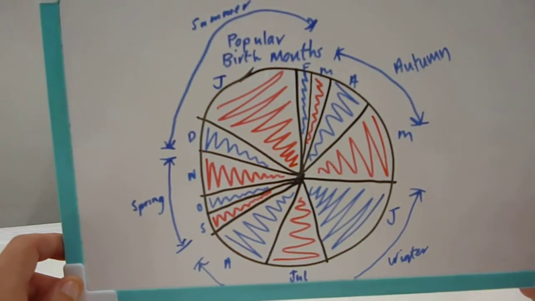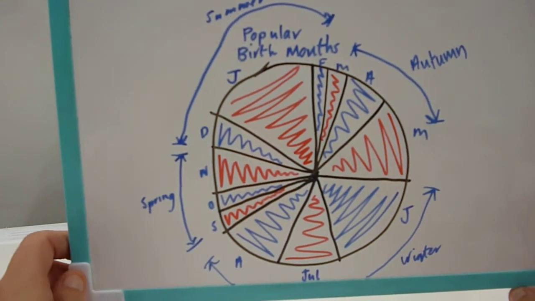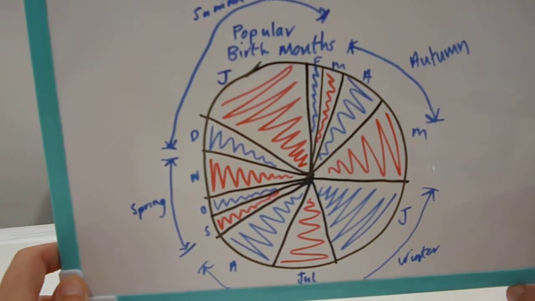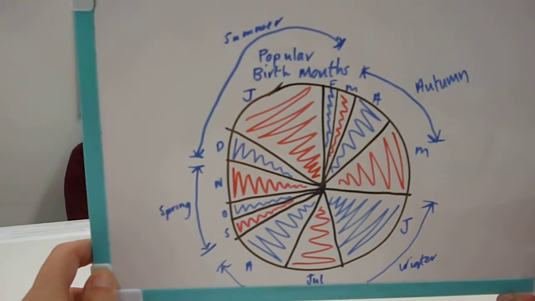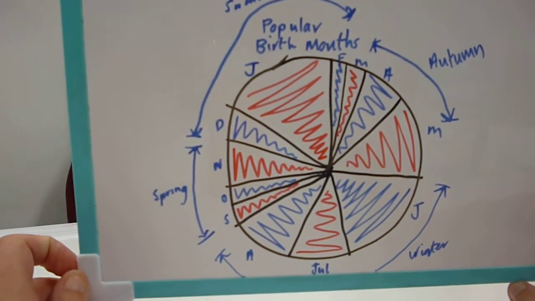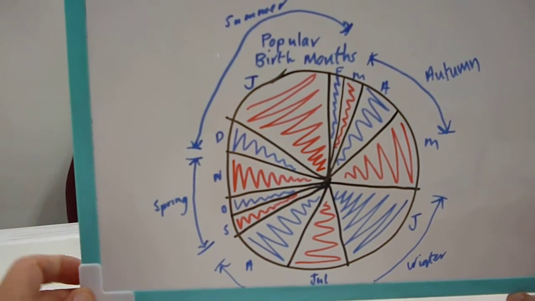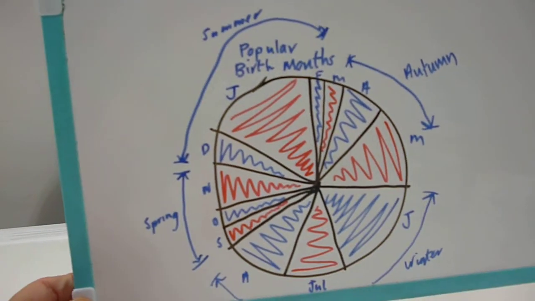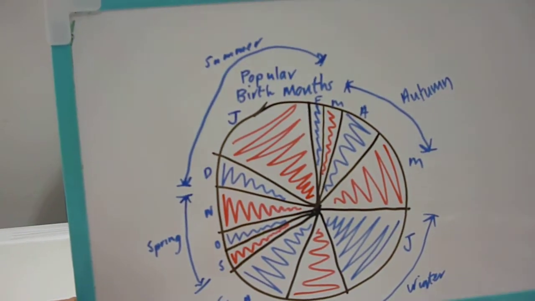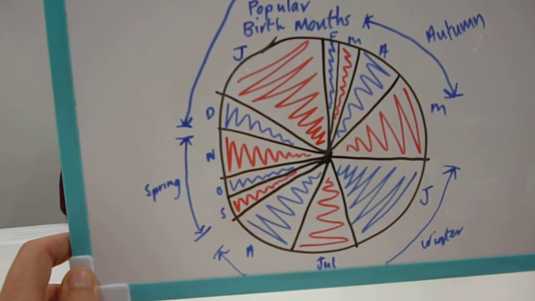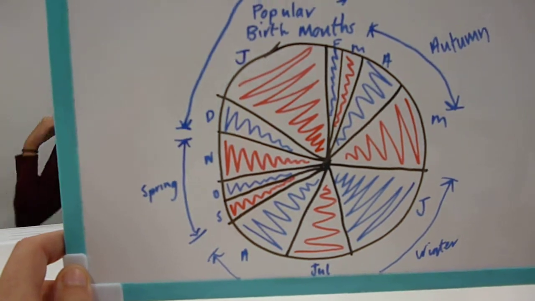It's a pie chart of the most popular birth months, so you can see all the months of the year in the pie, and you can see that I've put labels around the summer section, the autumn section, the winter and the spring section. So you can easily see that this chart shows that January and June have the most birthdays, and that the winter section of the seasons has the most birthdays in it.